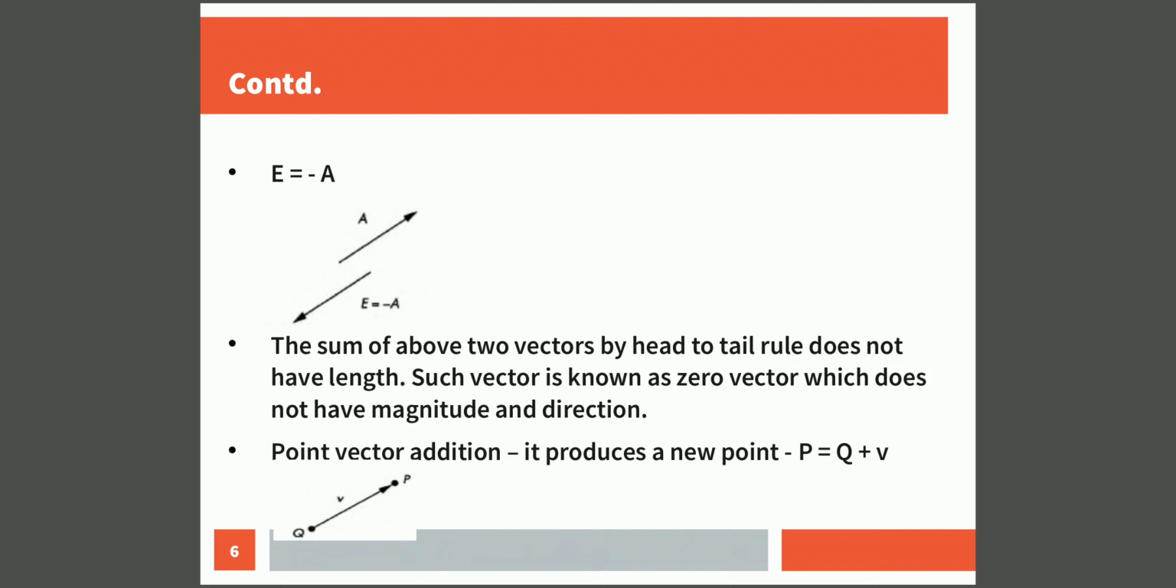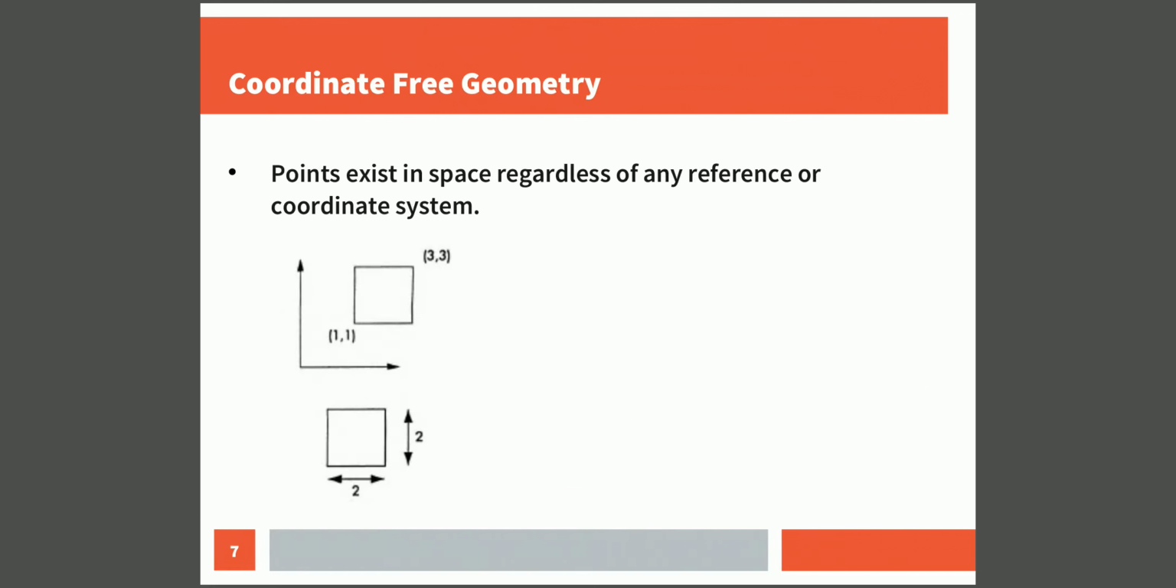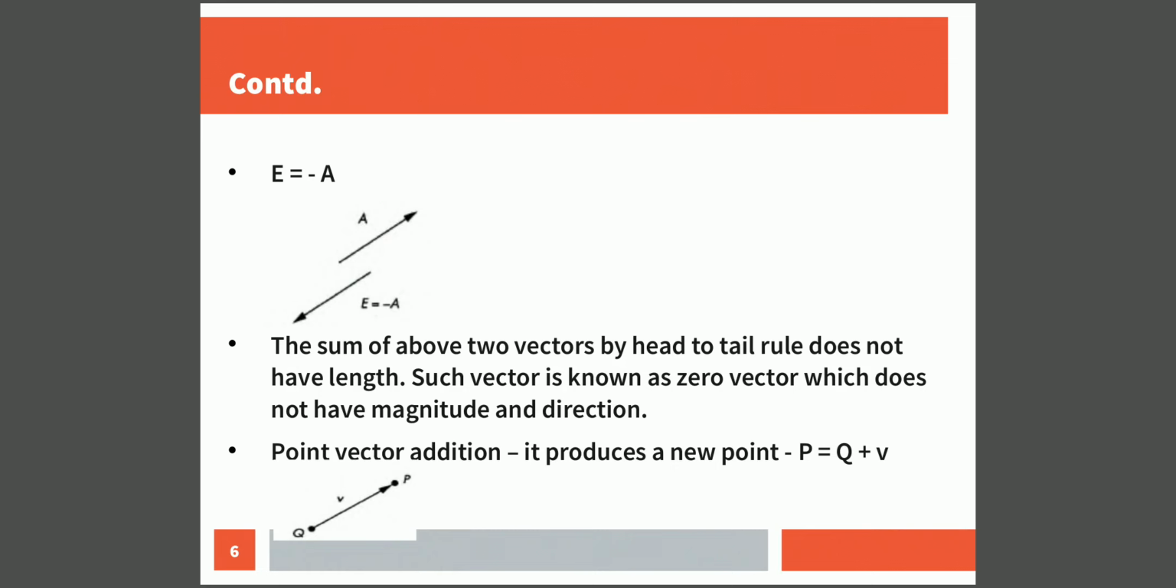So we can represent this operation as P equal to Q plus V. That means the point vector addition operation result is a new point, which is P. Whenever we draw a line segment from Q, the line segment ends at some point. That point is known as P. How did we get P? By adding Q and vector V. So we can write that as P equal to Q plus V. This is nothing but some of the operations supported by vectors.